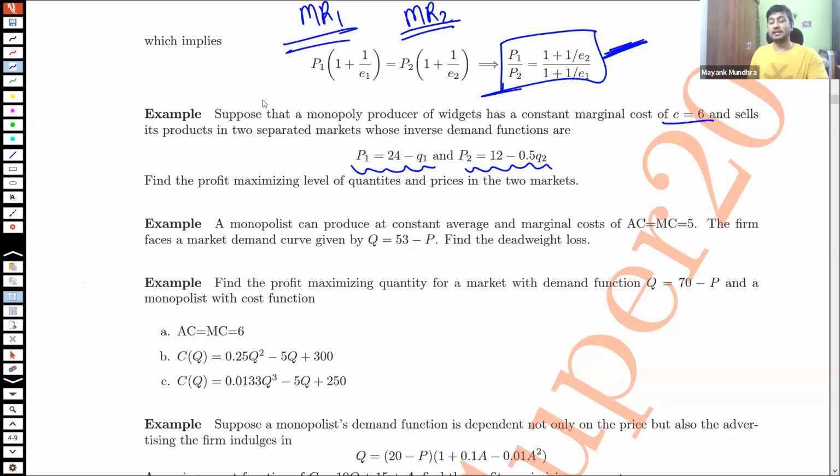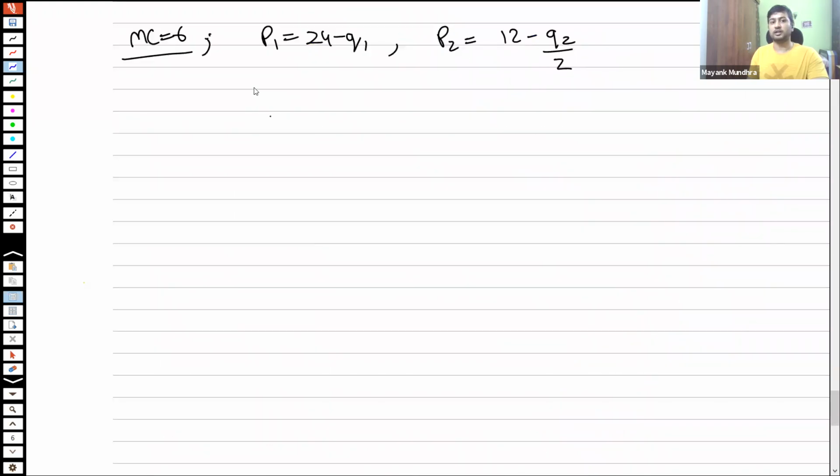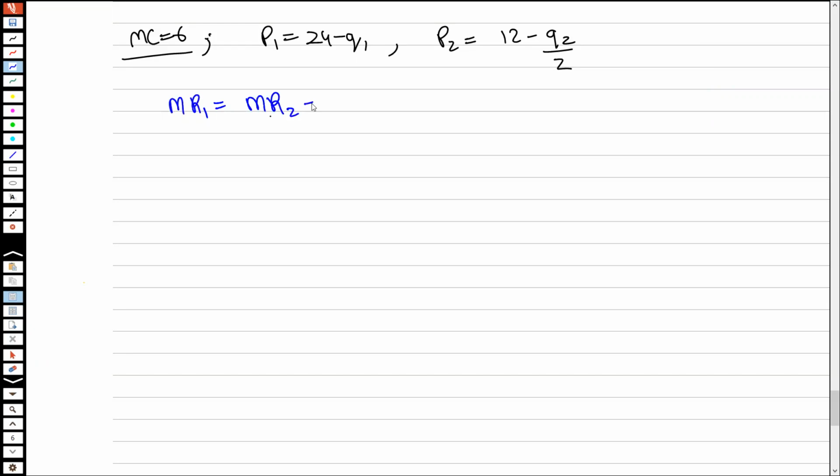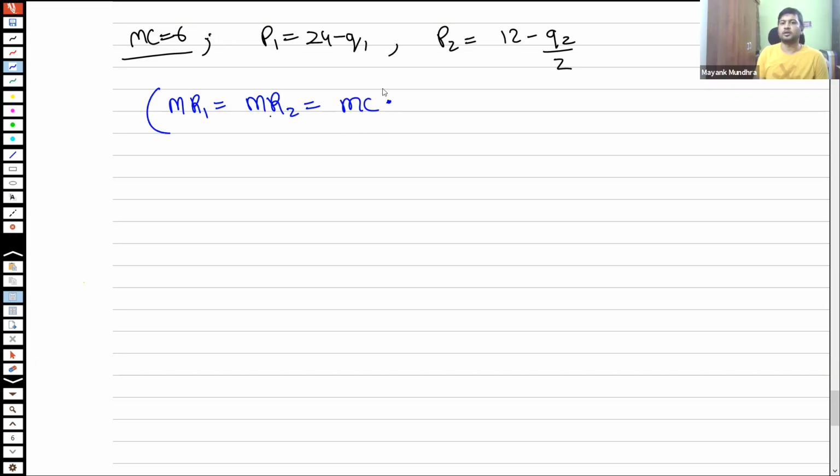Now you have to find MR1 equals MR2 and how much he is going to sell in the two markets. The relationship for selling is going to be MR1 equals MR2 equals MC. So quickly give me the MR1 and MR2 equations and equate them to MC, which will give you Q1 and Q2. Okay, so quickly find MR1 and MR2.